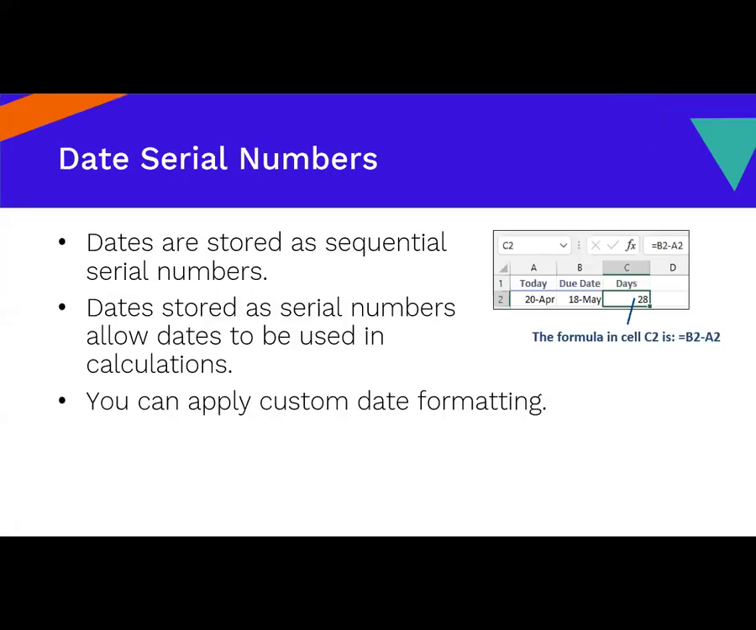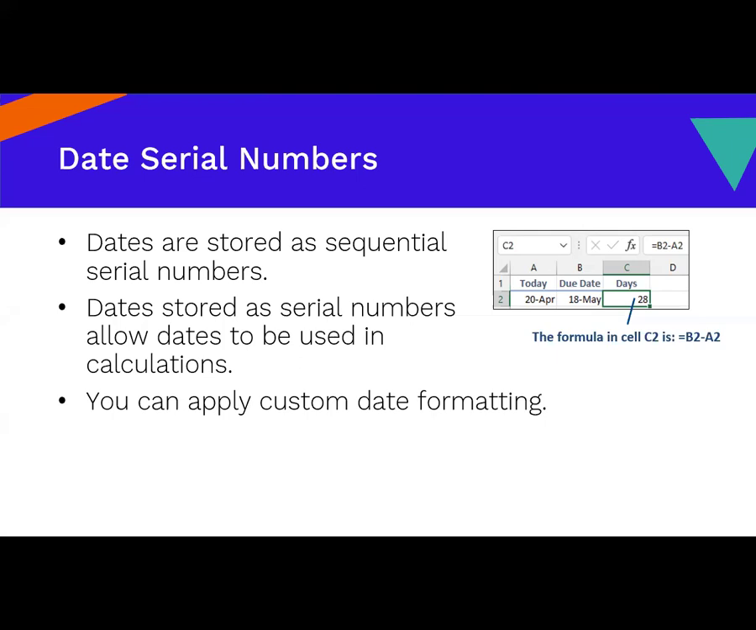So date serial numbers. Dates are stored as sequential serial numbers. Dates stored as serial numbers allow dates to be used in calculations. You can apply custom date formatting. So basically, whenever you do a date, you want to make sure you're typing it in with the numbers instead of the alpha. So you don't want to type in May 2nd. You want to type in 0502, whatever the case might be. That way you're able to use the date in a formula.